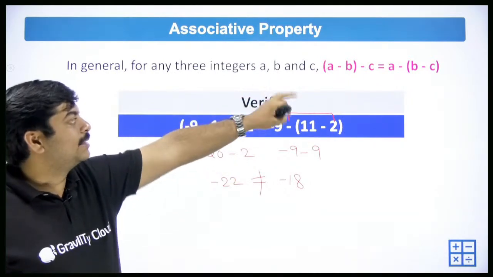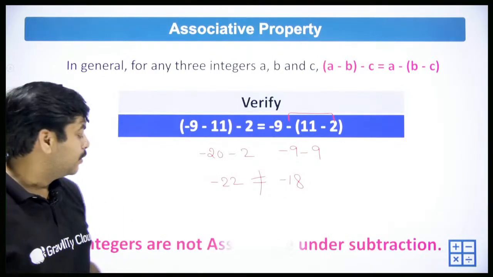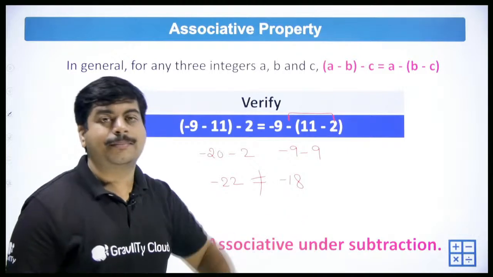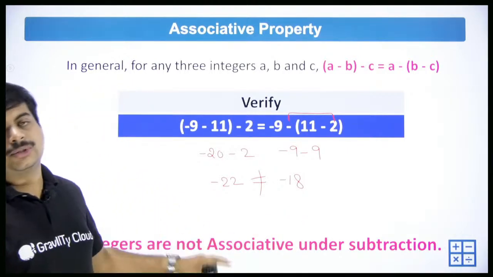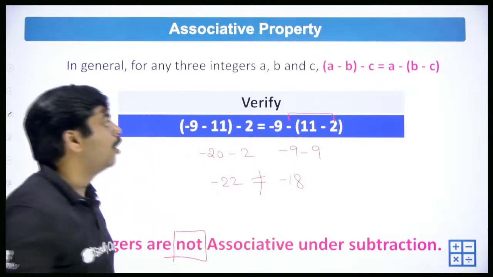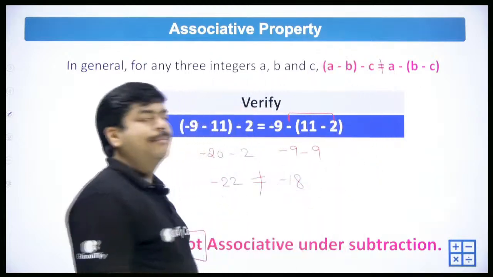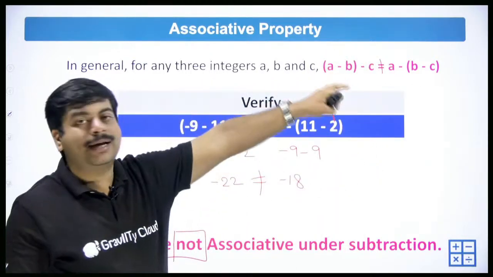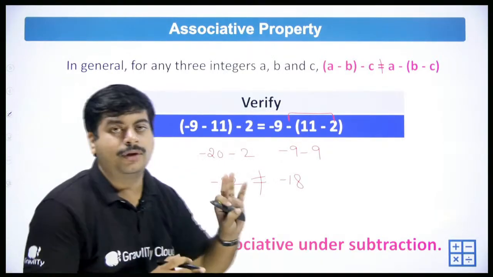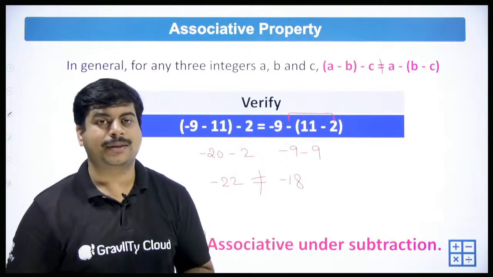(a − b) − c and a − (b − c) are not the same, right? So we can say that integers are not associative under subtraction. So you should be very careful. It is confirmed: for subtraction it is not valid. Let us try to see for multiplication and then for division.